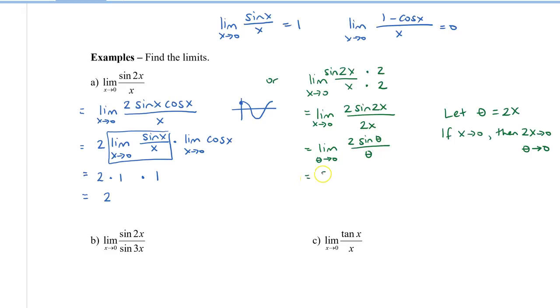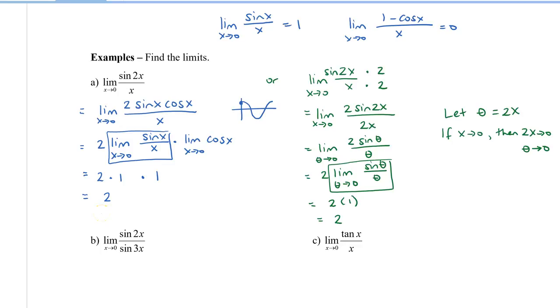And now I can move the 2 to the front, so I have 2 times the limit of sine theta over theta as theta approaches 0. And then we know that this is 1 from the theorem. So I have 2 times 1, and that equals 2, which you can see is the same as my first part, which I did with my first method.